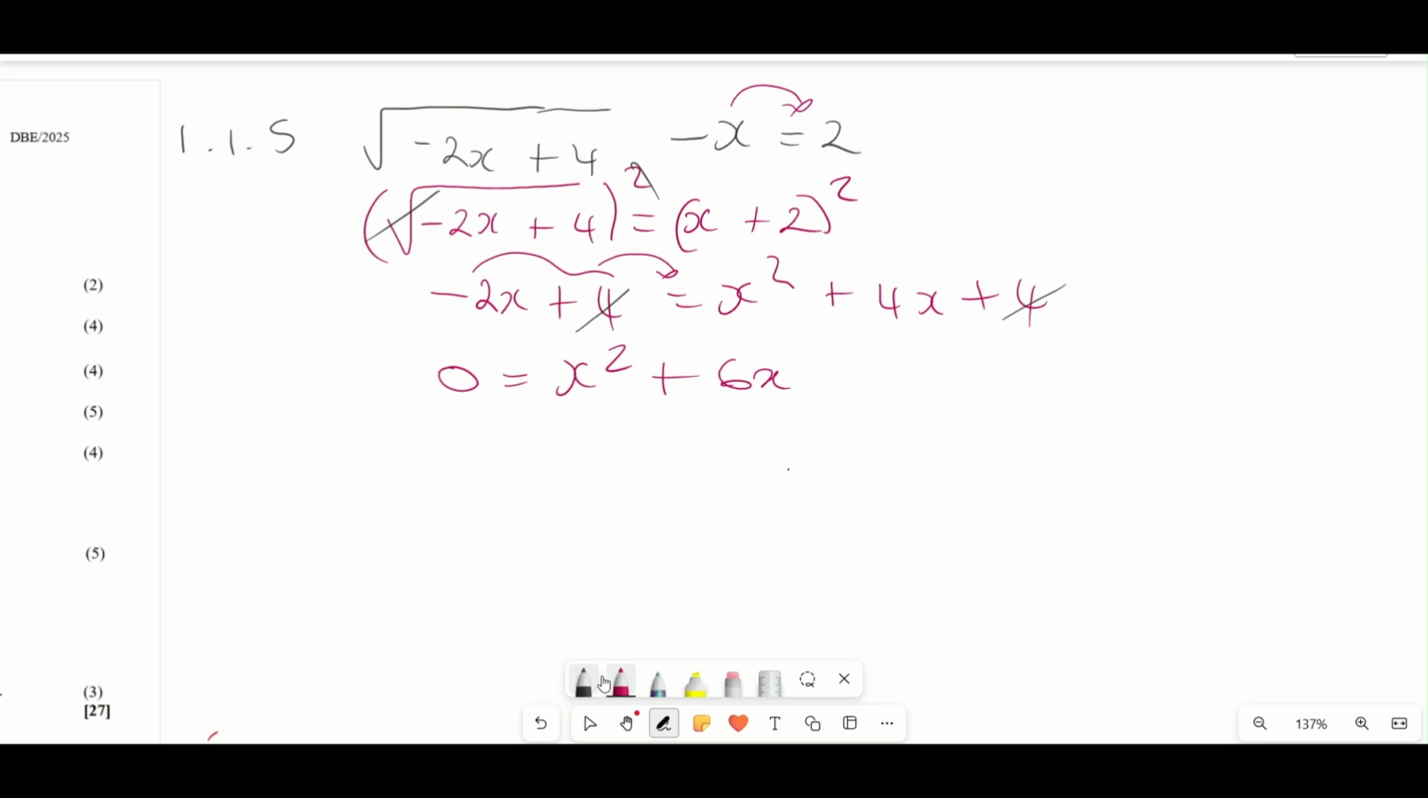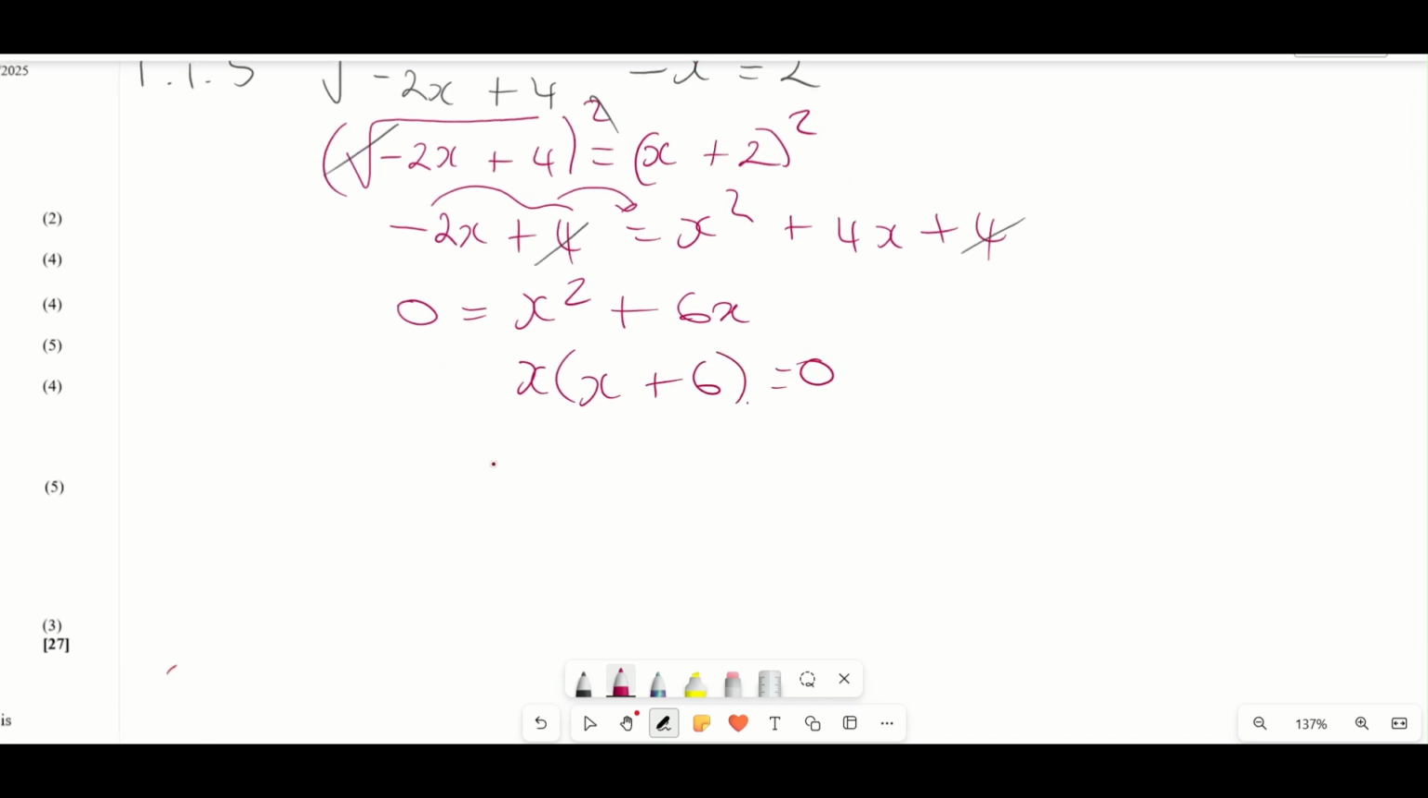And then again, another mistake that people will do is to actually divide everything by x, which is wrong, right? Whenever you have a quadratic equation, you have to factorize first, right? That's where you get your marks, by actually factorizing. And then now I can say x is equal to 0, or x is equal to negative 6.